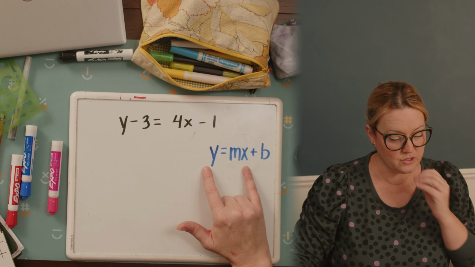So what we want to do is get this into slope-intercept form. I just need to get y alone on one side. The way I'm going to do that is by solving the equation. So y is here, but it's y minus 3.